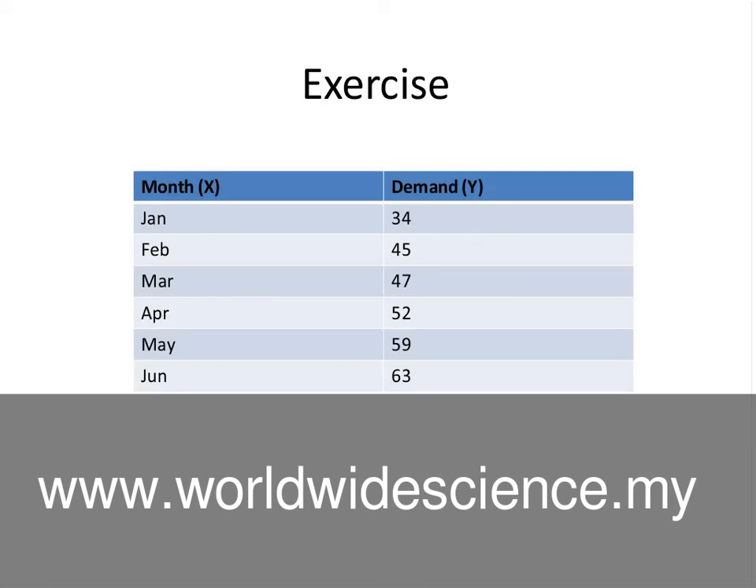Do you get it? Did you get it? From January until June, we have demand here. Demand for January is 35, February 45, March 47, April 52.